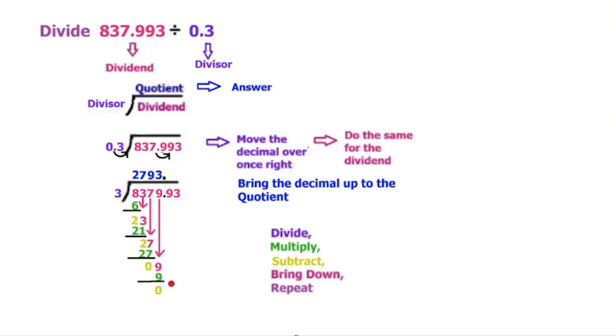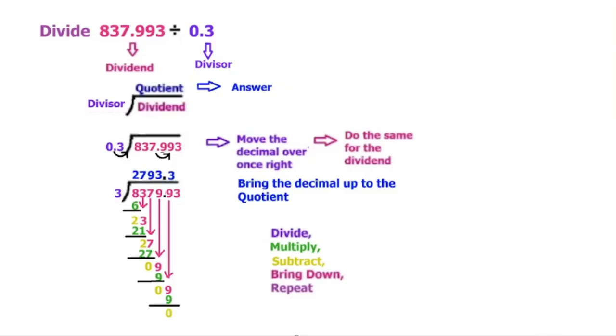And now we bring down. So bring down the 9 to meet the 0. So we basically have 9 here again. So we repeat. So now we divide. 3 goes into 9. We know already is 3 times. So we put a 3 here. Now we multiply. 3 times 3 is 9. Now we subtract. 9 minus 9 is 0.